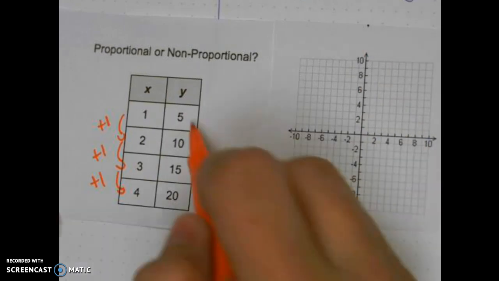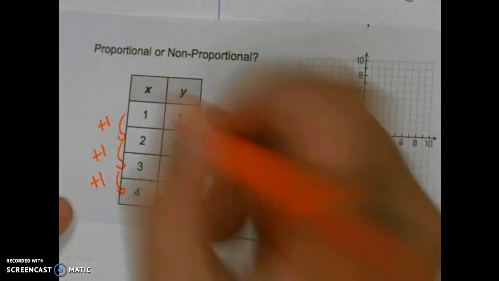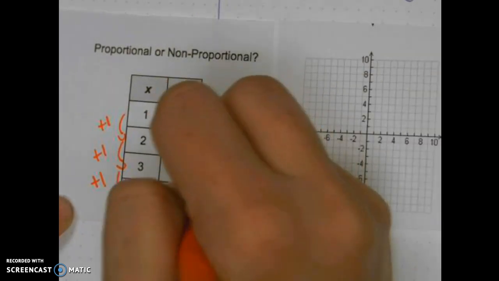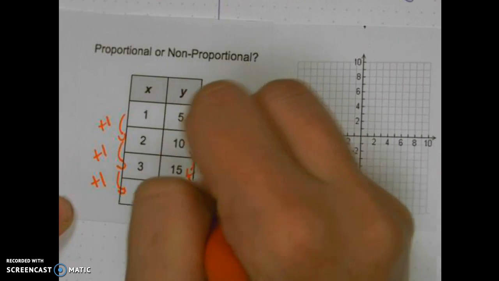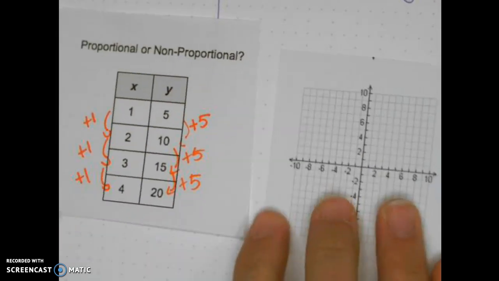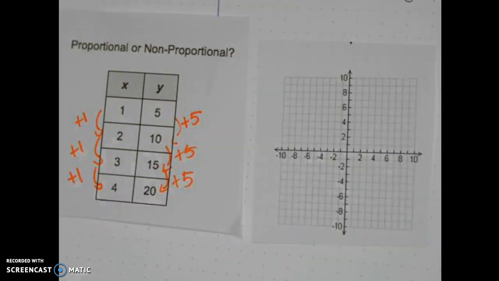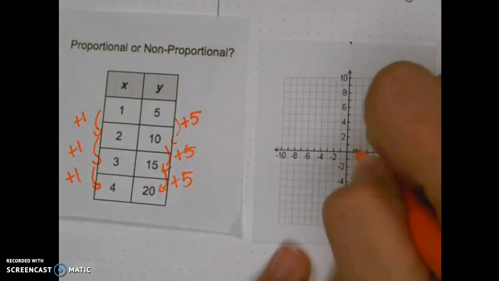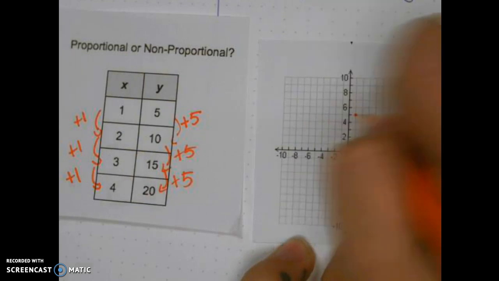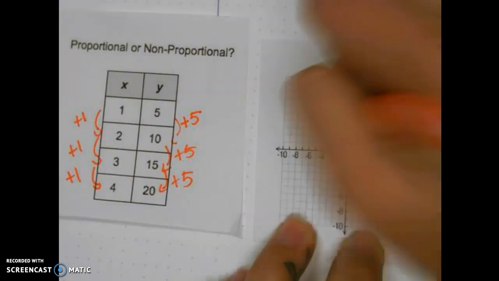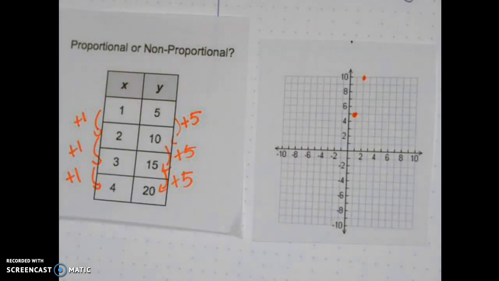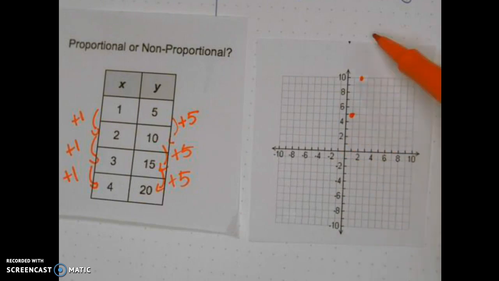Moving on the y-axis, it looks like we are increasing by 5, because from 5 to 10 is plus 5, from 10 to 15 is plus 5, from 15 to 20 is plus 5. So this graph is going to be a little small, so I'm only going to plot a few of the points because I don't have all the way up to 20. So I'm going to take 1 and go up to 5. I'm going to go from 2 to 10. And this is going to be really steep. Okay, obviously you can see how steep the line is.